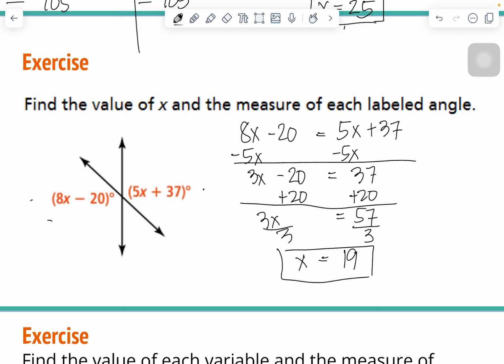And measure of each labeled angle. So you have there 8 and 19 minus 20. So 8 times 19, that would give you 152 minus 20, and that will give you 132 degrees. And we're certain that this will also be 132 degrees because they are equal.